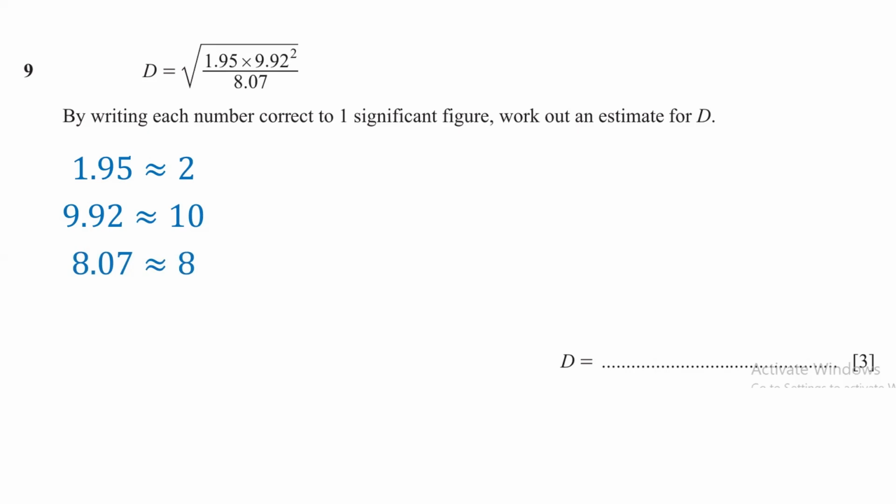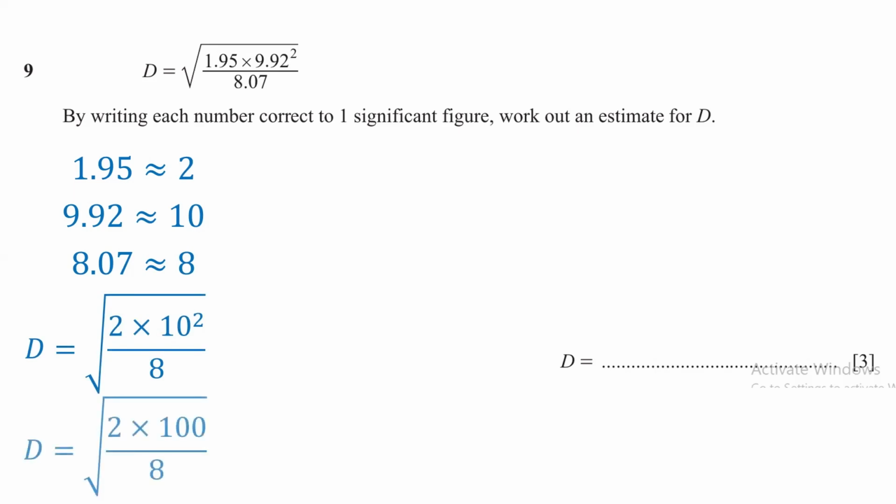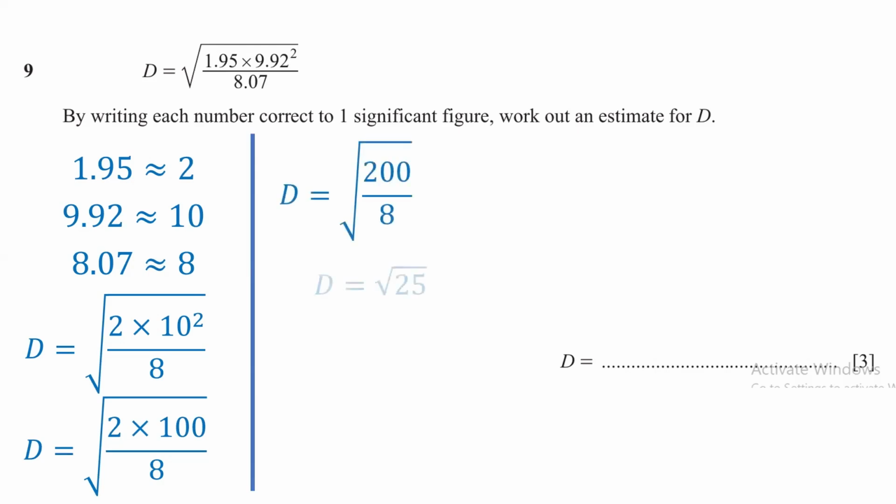Substitute and compute step by step. Inside the root, we have 2 times 10 raised to power 2, divided by 8. Now, 10 raised to power 2 is equal to 100. 2 times 100 is equal to 200. 200 divided by 8 is equal to 25. Therefore, the square root of 25 is equal to 5. So, the estimate of D equals 5.